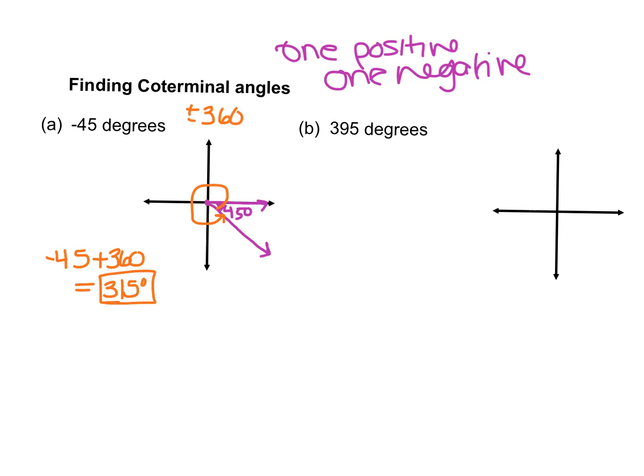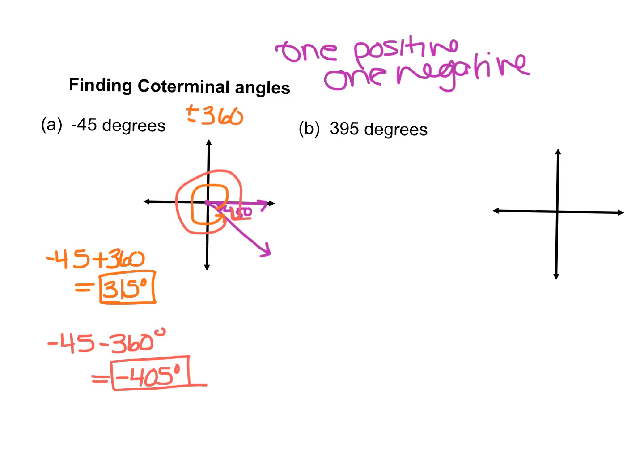Now, if I wanted to find a negative coterminal angle, so I wanted to continue going in this negative direction, I can do the same thing but just use subtraction of 360. So here we can take negative 45, subtract 360 from it, and we find a coterminal angle of negative 405 degrees.